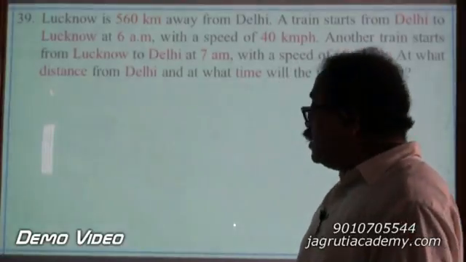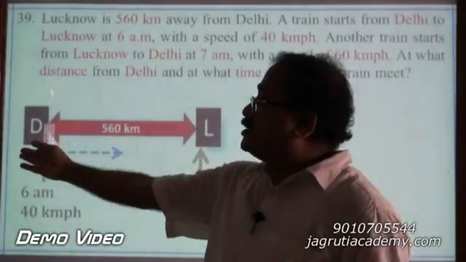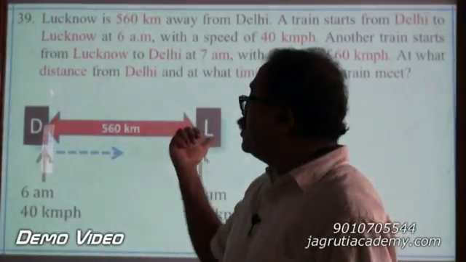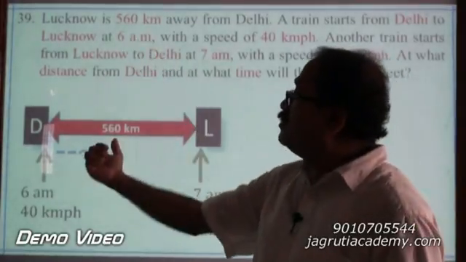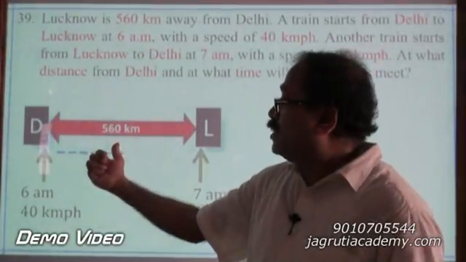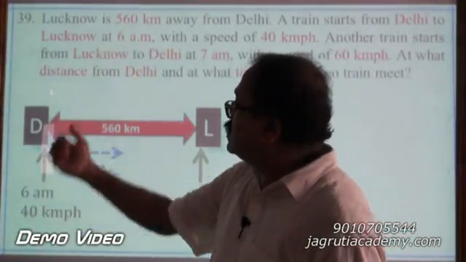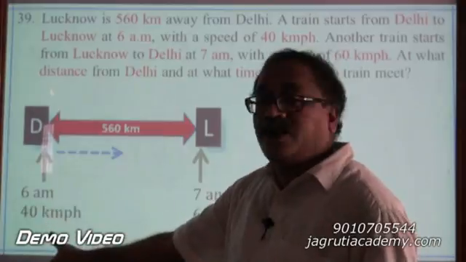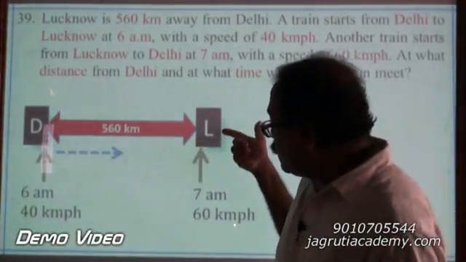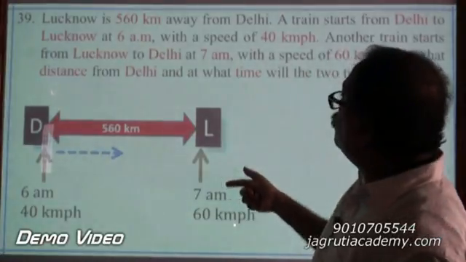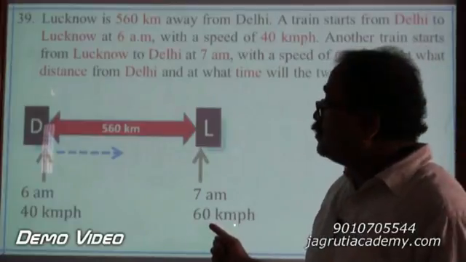Okay, let's understand the question better with this. I took this as D for Delhi and L for Lucknow. The distance between these two cities is 560 km as given in the question. Now the train which starts from Delhi starts at 6 a.m. with a speed of 40 km per hour. A train which starts from Lucknow starts at 7 a.m. with a speed of 60 km per hour.